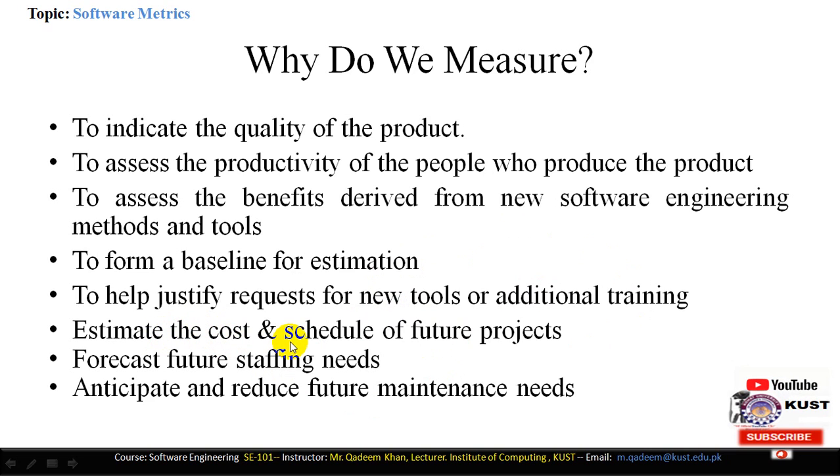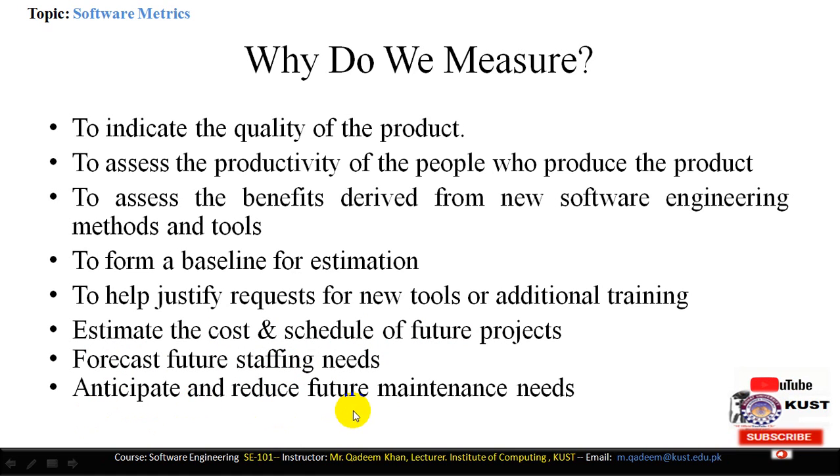Similarly, estimate the cost and schedule of the future products. If we want to estimate the costs, cost means budget, and schedule means the time frame required to complete the project, for our upcoming projects. So the previous metrics will help us with predictions. For cost, the future staffing needs. So current metrics will help us with the future needs of our staff members.